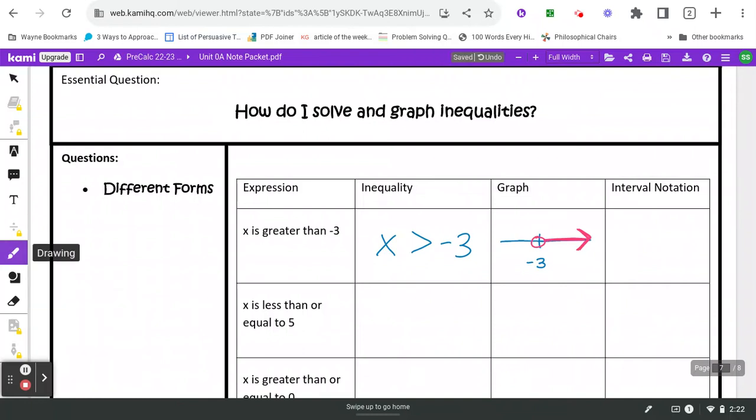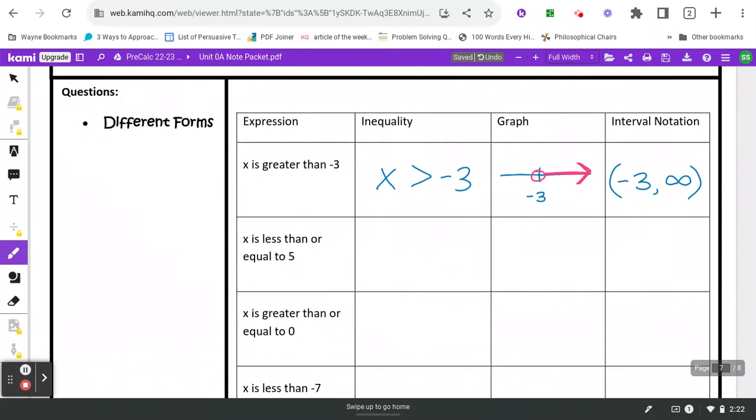And then for interval notation, this might be new to you, but interval notation is when we use parentheses or brackets in order to determine a section of the numbers. So if you want everything from -3 higher, you would say from -3 all the way till infinity. And we're going to use parentheses on those.